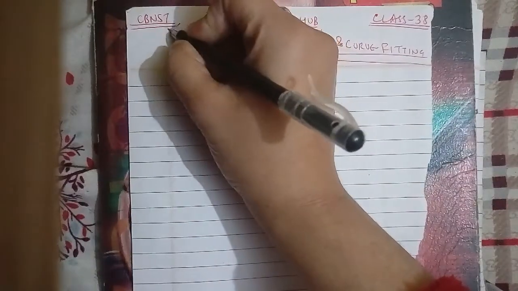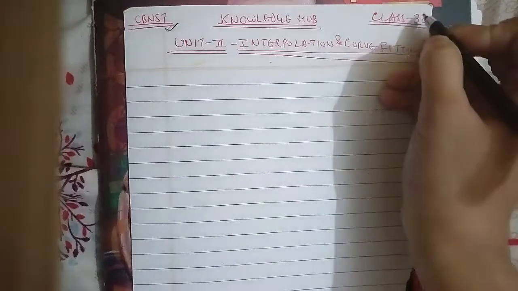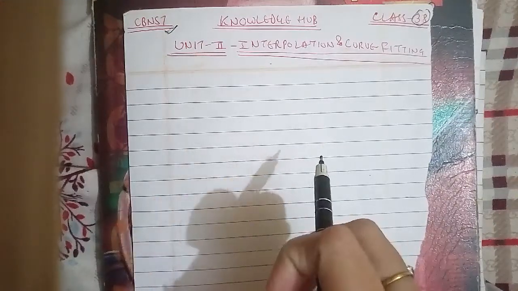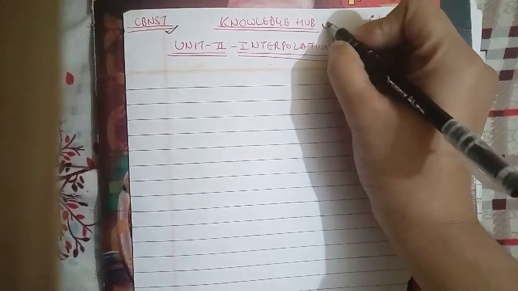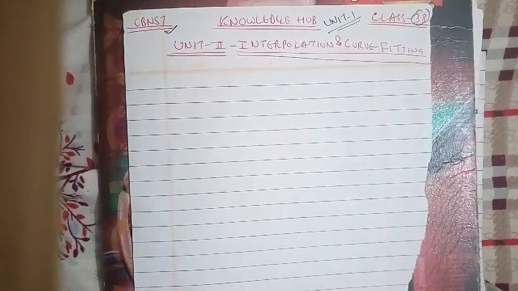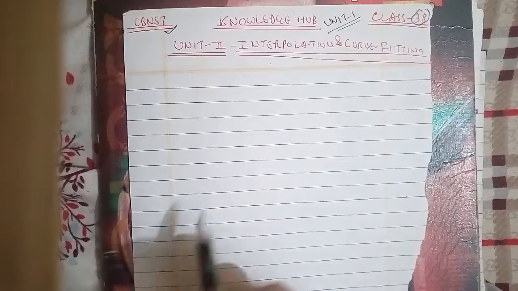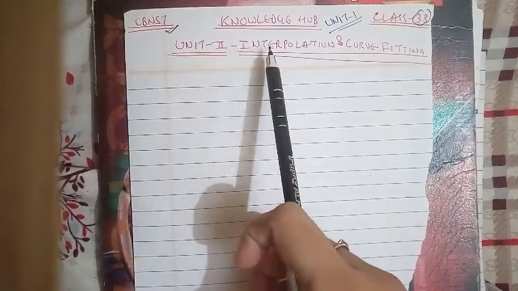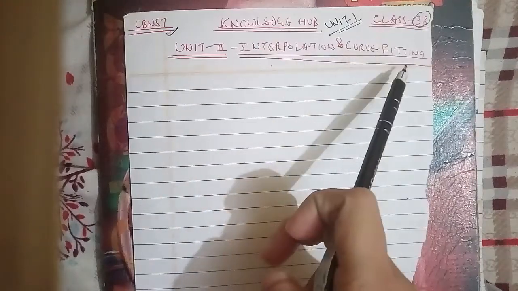Today we're going to start with Computer Based Numerical and Statistical Techniques, the CBNST class. This is the 38th class of the session. In the last classes we completed the 37th class, and here we start the 38th. Before that we had done Unit 1, which covers computer arithmetic, errors and roots of equations, where we discussed the bisection method, secant method, Newton-Raphson method, and many more methods. We have also started Unit 2, which is interpolation and curve fitting.